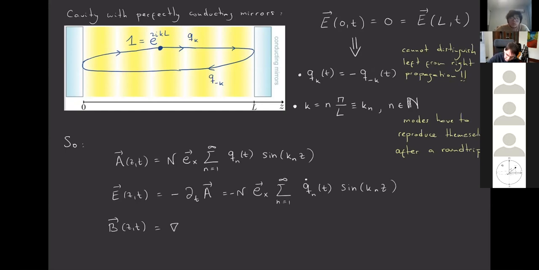And then the magnetic field is just the curl of the vector potential. And if you take the curl of this vector potential, which points in the x direction and depends only on z, the only component of the curl that survives is the y component. So this is very interesting because it's telling you that if the electric field points in the x direction, the magnetic field points in the y direction, so they are orthogonal. This is something that probably you already know from electrodynamics or optics. And then you have to take the derivative of the sine function with respect to z, and that gives you a kn and a cosine. But the coefficient is exactly the same, qn(t), because it doesn't depend on z.